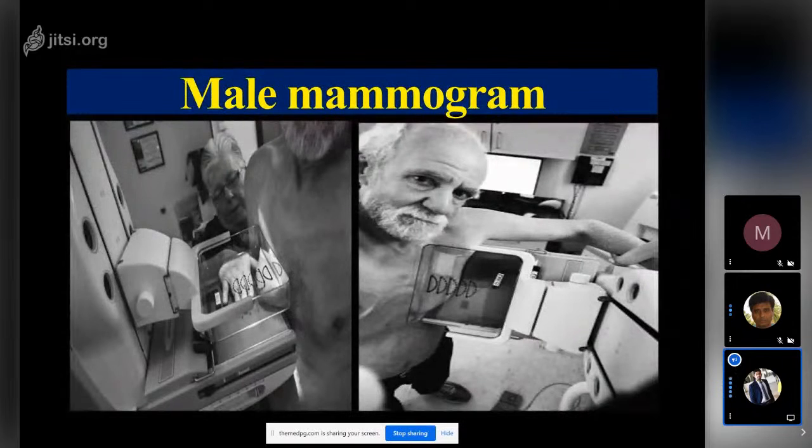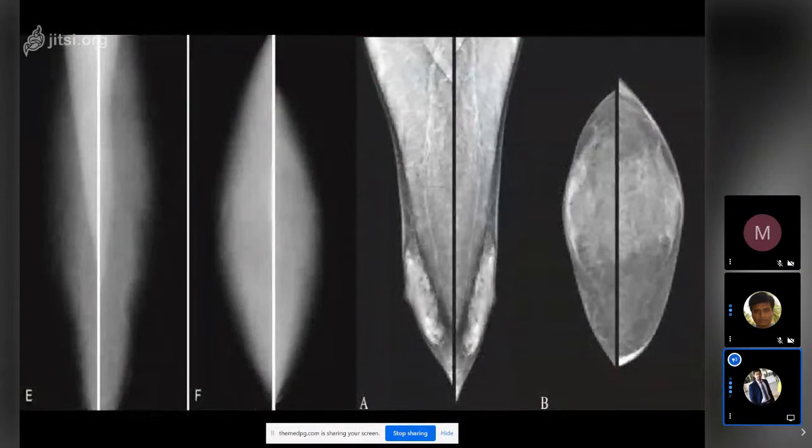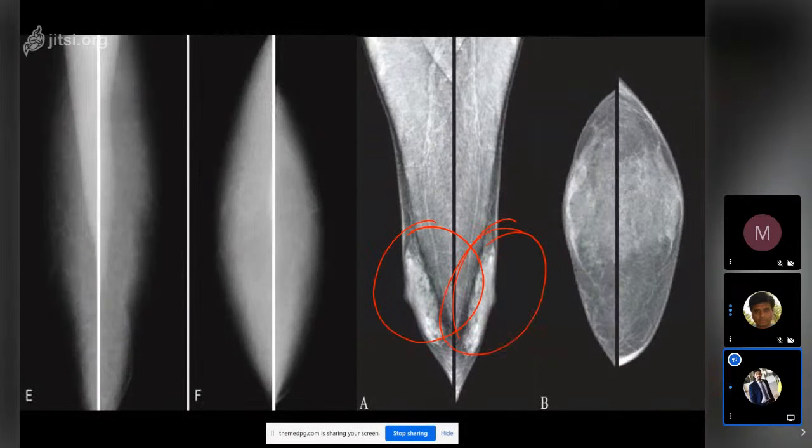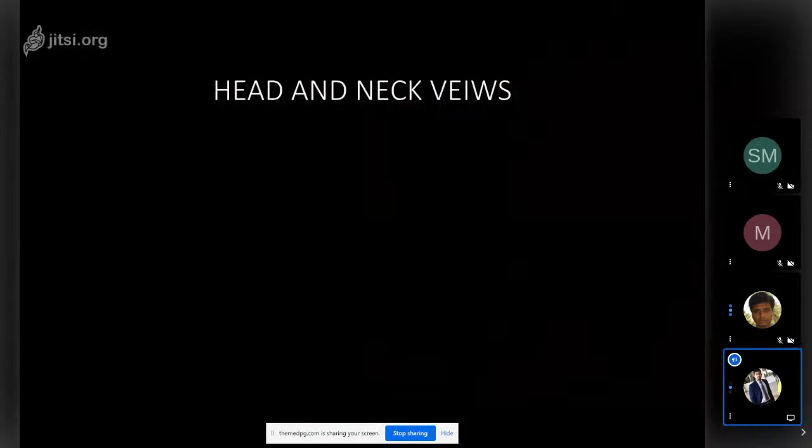Mammography can also be done in males. It is not always done in females. Mammography is also done in males, and this is called male breast mammography. And again, this is how we are supposed to see. We are supposed to see only fat. So we can see the pectoralis major like this, and then there is only fat. But we are not supposed to see any glandular tissue like this. If you see any glandular tissue like this, it is nothing but gynecomastia of the male breast.